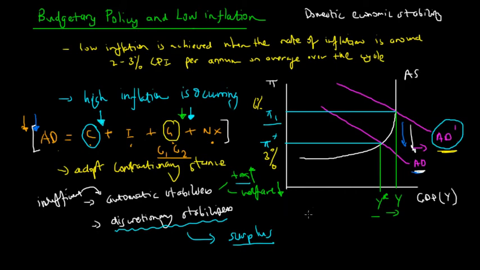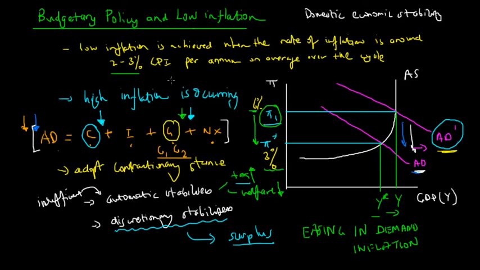As a result, there will be an easing in demand-pull inflation. And because budgetary policy works in a counter-cyclical way, this would push aggregate demand back and move this high inflation rate of 6% back to 3%, which is within the target range of 2 to 3% CPI per annum. And so that's how budgetary policy, through taxation, welfare and discretionary stabilizers, can help achieve the goal of low inflation.